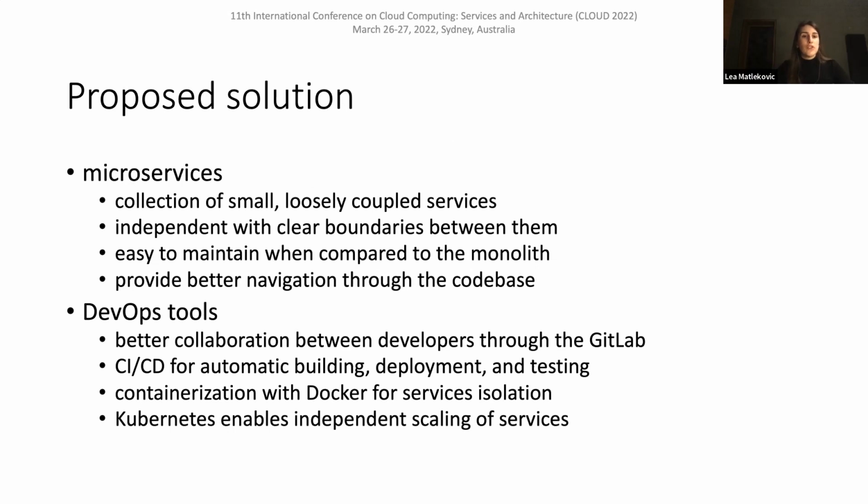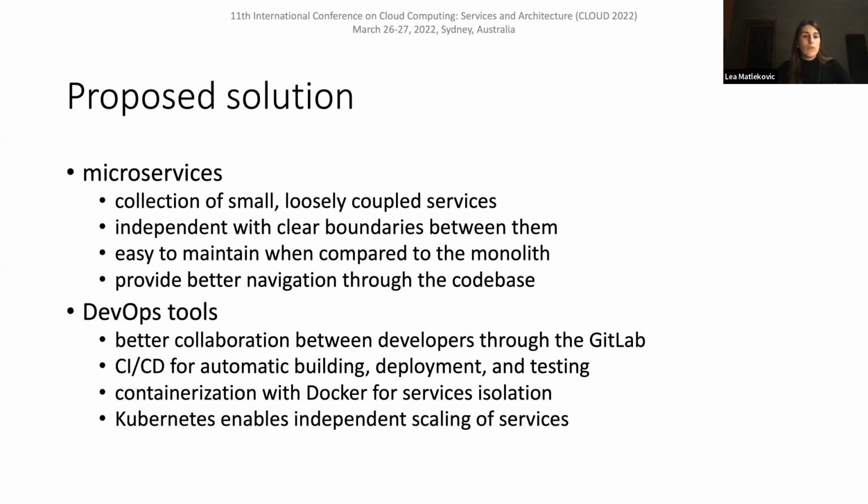This provides better navigation through the code base because the developers don't have to be concerned with the code inside the service. They just need to know what the purpose of each service is, and they have exposed endpoints or APIs where they can just use that service, retrieve the data, or make a request to that service. Also, for better collaboration between developers, we used GitLab, which is a DevOps tool made for collaboration and for integration with, for example, a Kubernetes cluster.